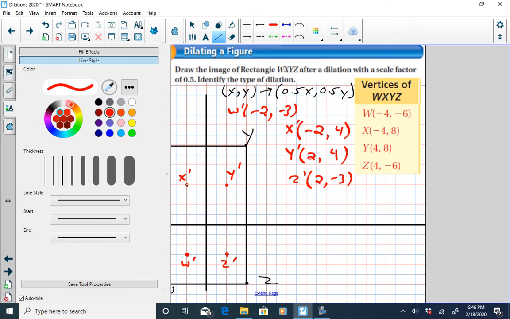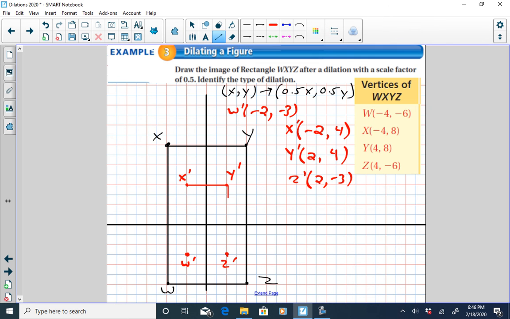Let's connect the points. We're here. Here. Alright, use straight lines, please. Alright, this one's a little crooked. I want to fix that. Good. Okay. And now, it looks like it is the same shape.